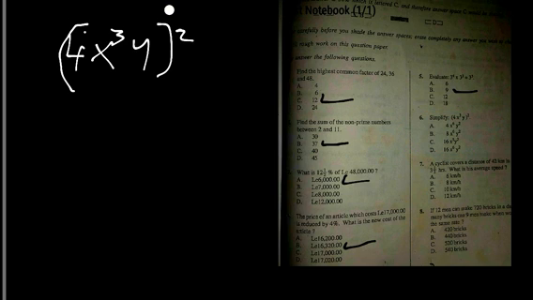Question number 6. In bracket 4x to power 3y, bracket close, all raised to power 2. This is also an indices problem. A power outside the bracket multiplies the power inside the bracket. You need to know that 4 has a power of 1 and y has a power of 1 that you don't see. So our solution becomes 4 raised to power 1 multiplied by 2, x raised to power 3 multiplied by 2, and then y raised to power 1 multiplied by 2.